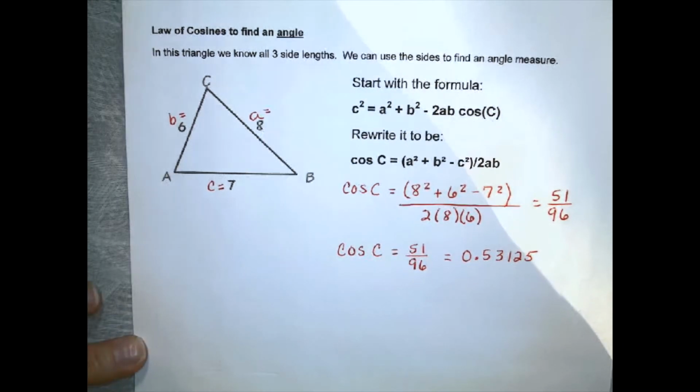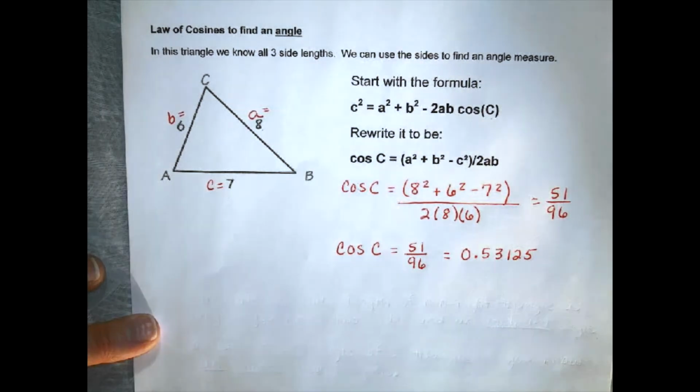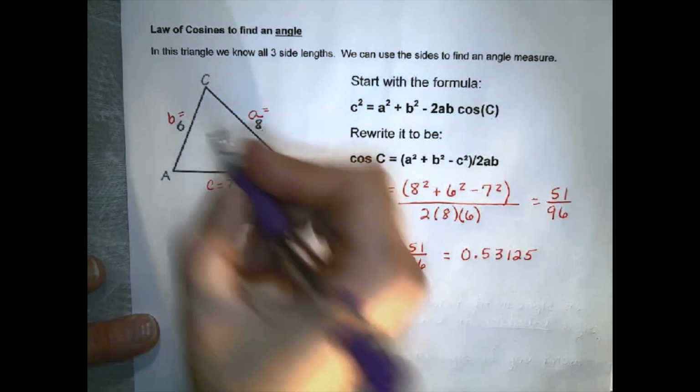Do not make the common error of thinking that this is actually your angle measure. That would be one really, really tiny angle. Angle C is the angle that we are finding. So this means that this is cosine of angle C.